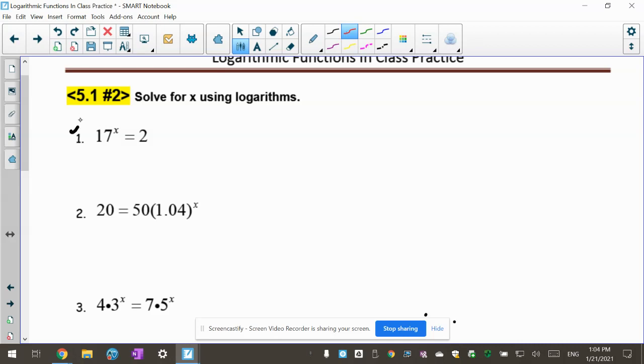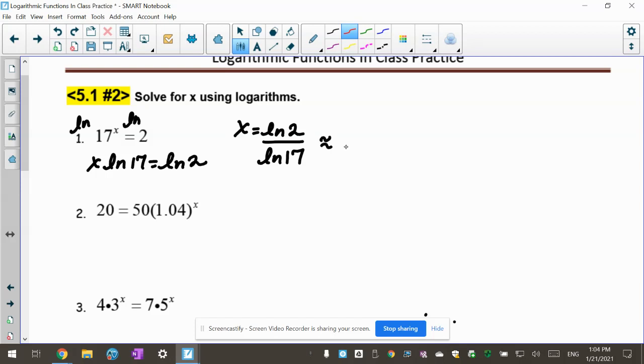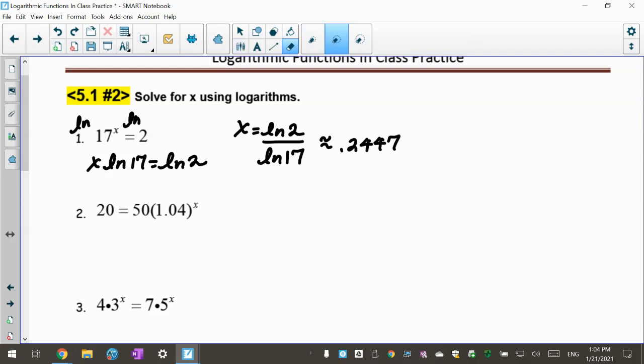So the first thing I'm going to do is natural log both sides. When I do, I can bring the x down front, so I have x natural log of 17 equals natural log of 2. Because the x is hooked to the natural log of 17, I can unhook it by dividing, so x is the natural log of 2 divided by the natural log of 17. And when I put that in my calculator, and I want you to know at least 4 decimal places to be as accurate as possible, it comes out to be 0.2447. Okay? That was an easy one.